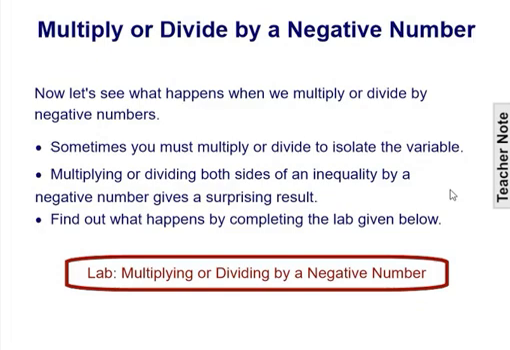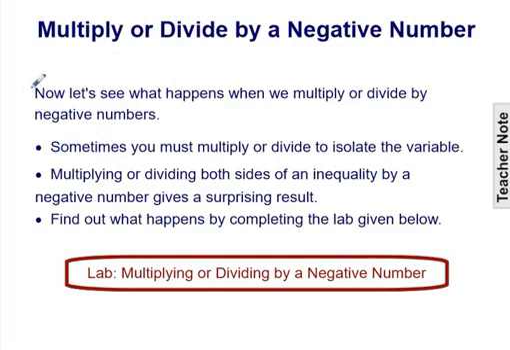Now let's see what happens when we multiply or divide by negative numbers when solving inequalities. So sometimes we have to multiply or divide in an inequality to isolate the variable. But multiplying or dividing both sides of an inequality by a negative number gives us a surprising result. Now, instead of just telling you the result, there's a lab that's designed to have you discover what happens when we divide or multiply by a negative number.